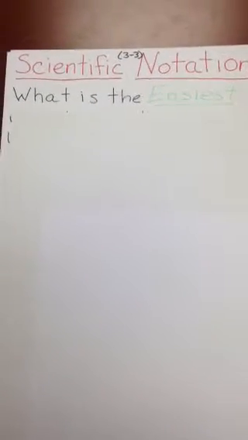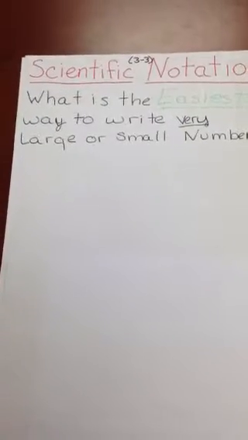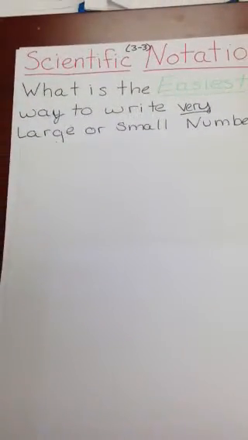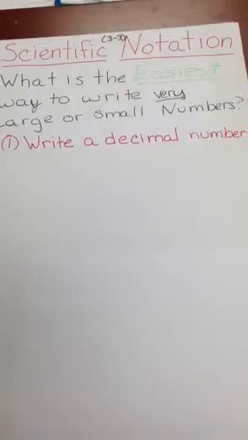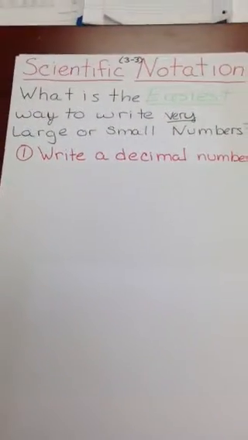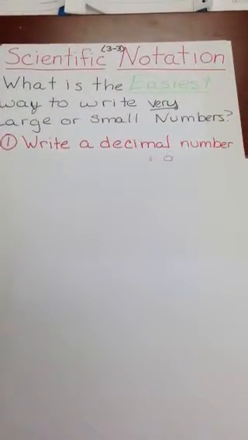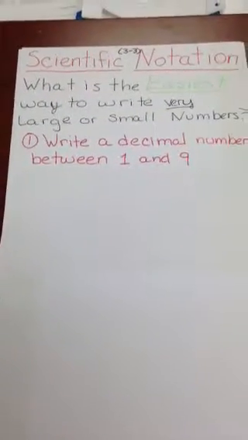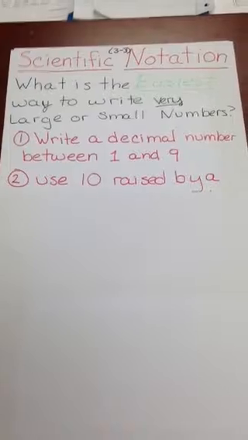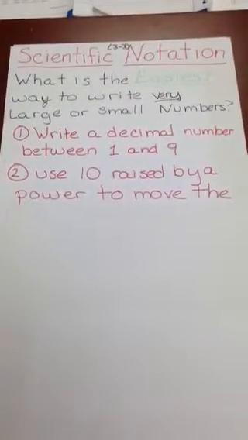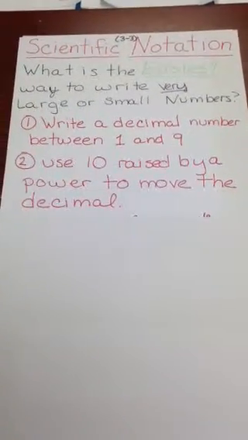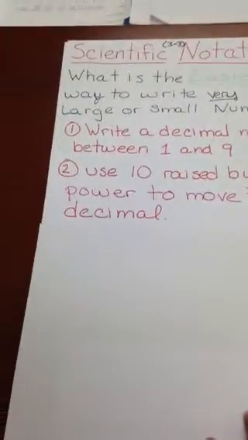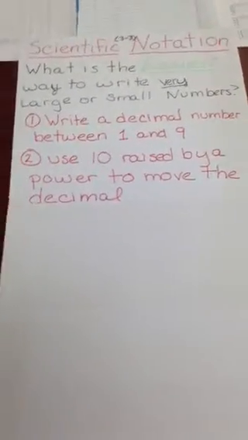Scientific notation, what is it? Well, it is the easiest way to write very, very large or very small numbers. And how do we do that? Well, first we're going to need to write a decimal number. This decimal number needs to be between 1 and 9. And, well, okay, that's just the rule. And then we're going to use 10 raised by a power to move the decimal. What does that mean, Mrs. Graham? Well, let me show you what I'm talking about.